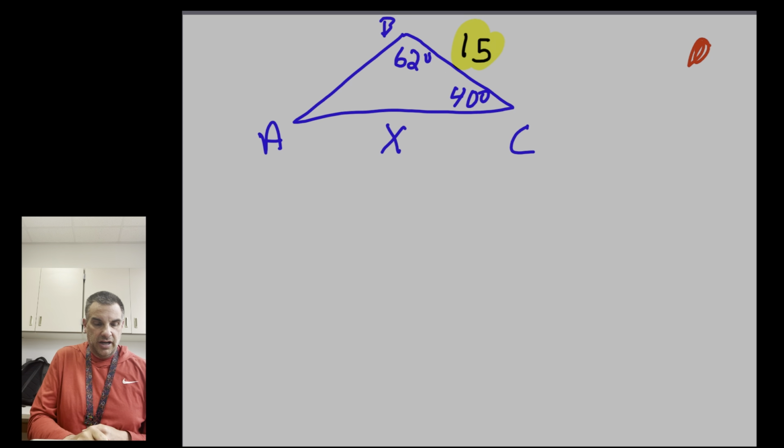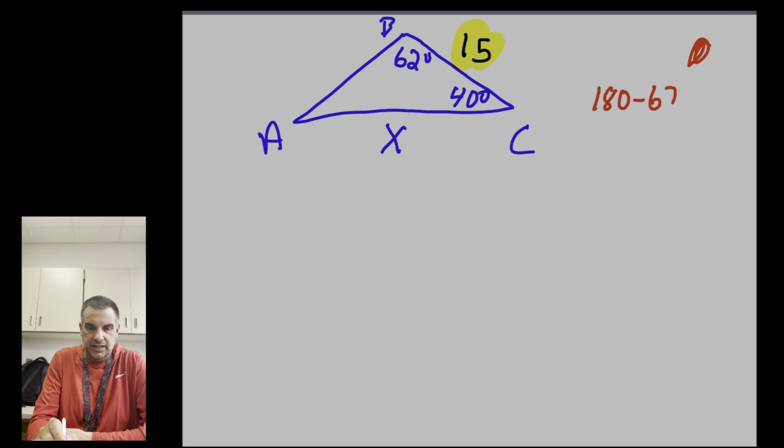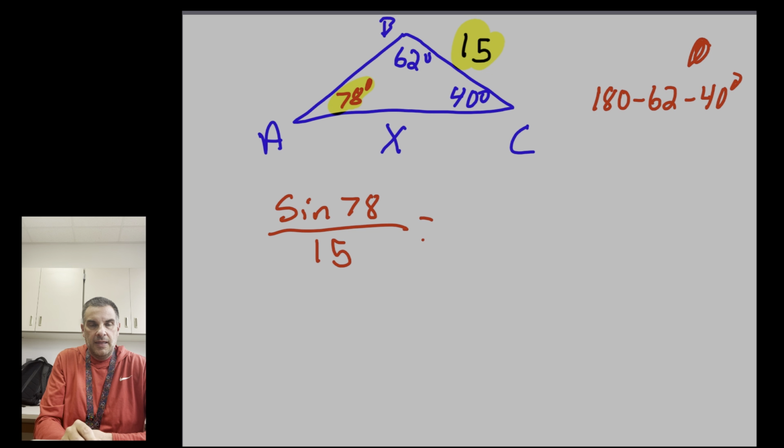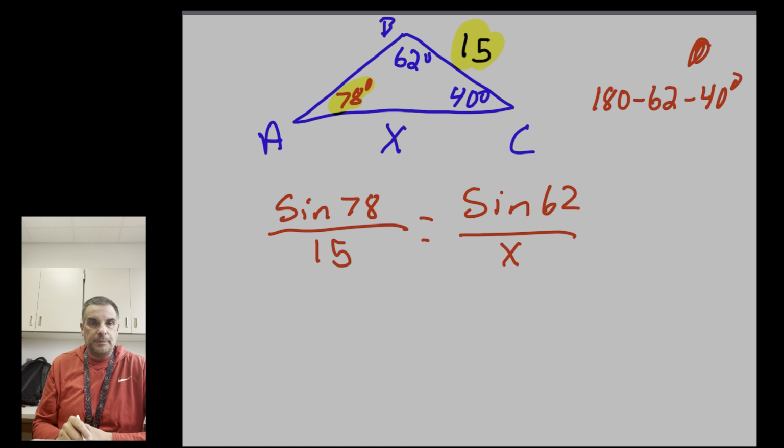The interior angles of a triangle have to add up to 180. So if we doodle on the side, 180 minus 62 minus 40, take out the handy dandy calculator so we know we have it right. We know that the measure of this angle is 78 degrees. Now we know the measure of an angle and its opposite side. So now we can write the ratio: the sine of 78 over the length of its opposite side, 15, is going to equal the sine of, well, we have to find x, so that opposite angle is 62.